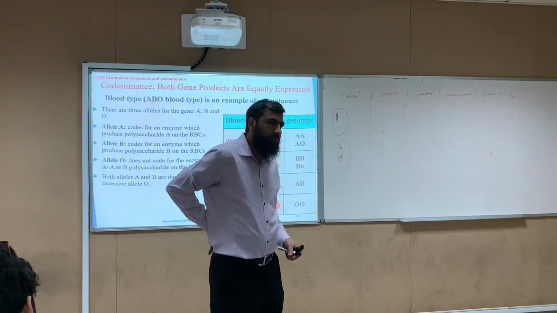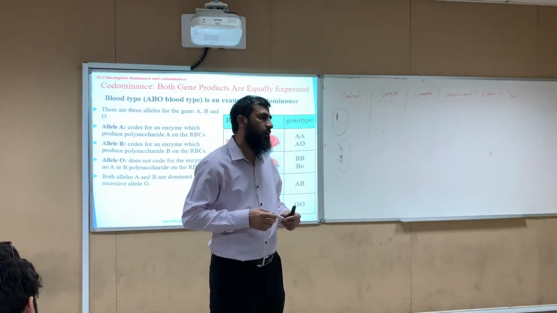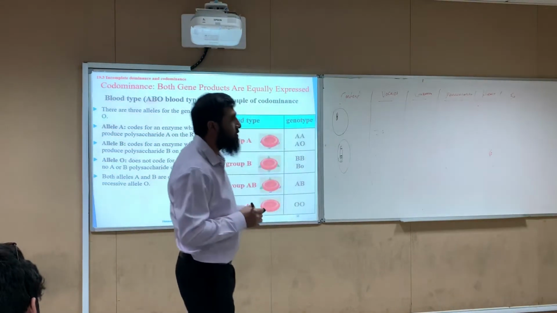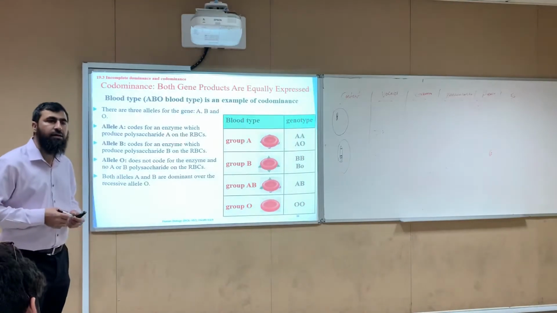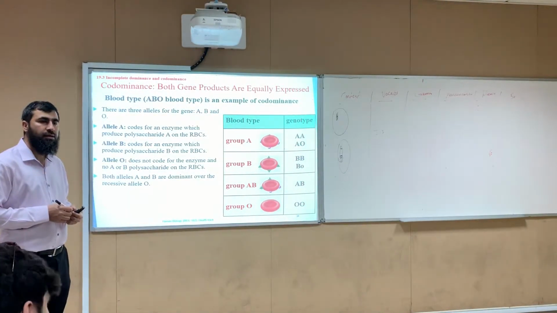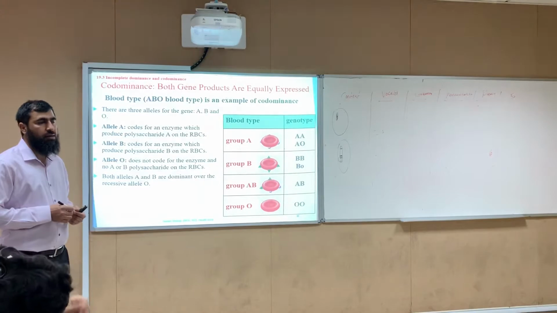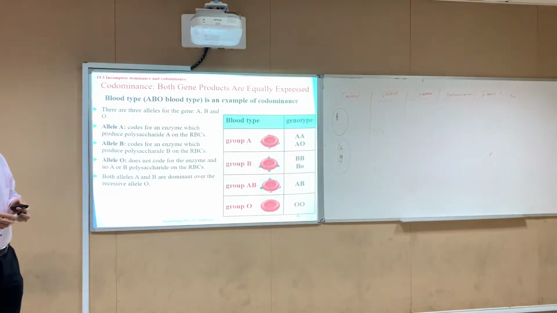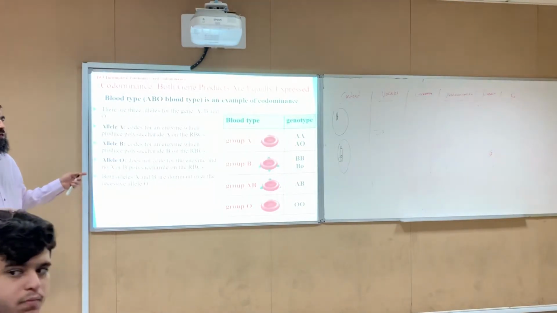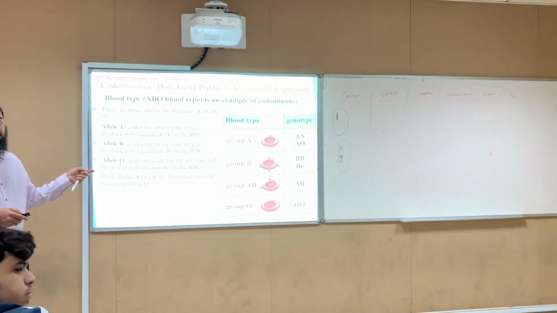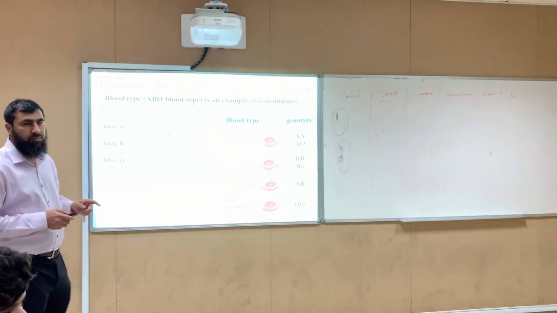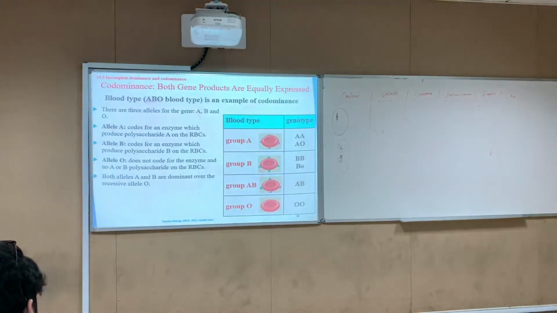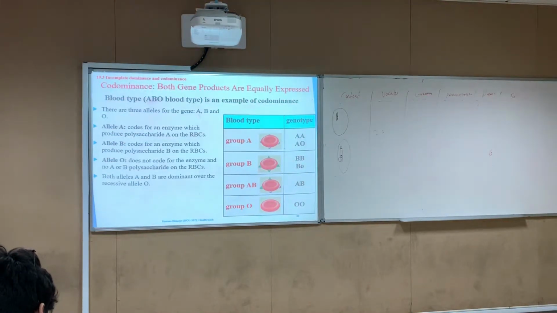So there are certain situations where it's codominance in some genes. We'll talk about sickle cell anemia next, I'll show you that case. So there is another case where you can see codominance in a disease as well.